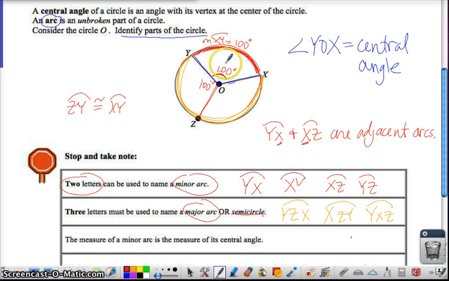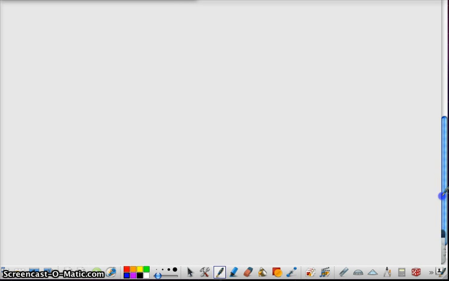Now, if I said this was 100 degrees and this is 100 degrees, what does this last angle XOZ have to be? Think about it. Hopefully you're thinking in your brain 160 degrees, because then all the way around we would have 360 degrees around that circle.